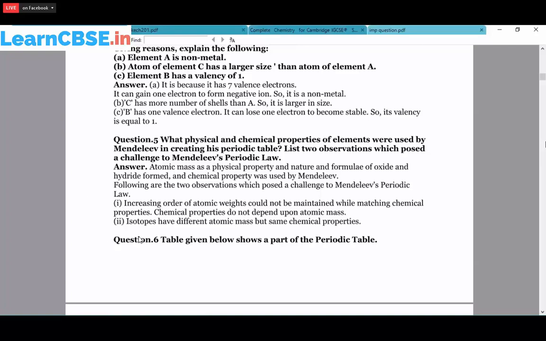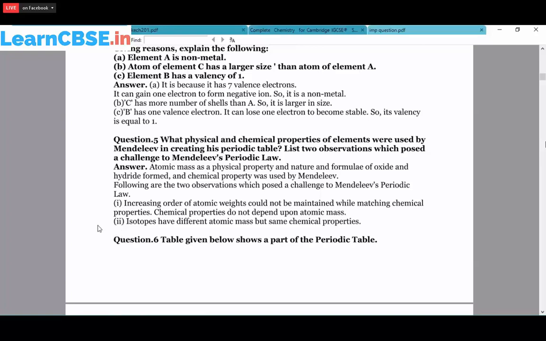And one more thing is that isotopes have different atomic mass but the same chemical properties. Yes, because in those days the neutrons were not yet discovered. So what is meant by isotope? Isotopes have the same atomic number but different mass number. So for example, chlorine has atomic number 17, but the mass numbers we have are 35 and 37.